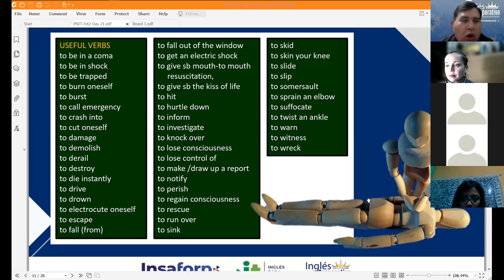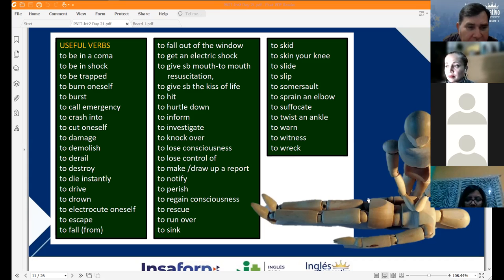Explosion, right? To call emergency, to crash into, to cut oneself, to damage, to demolish, to derail. Derail is talking about a train that gets out of the rail, right? So a train is running on tracks, but suddenly, for whatever reason, maybe poor adjustment, or maybe too much force or too much speed, they get out of the tracks, and then that is called derail.